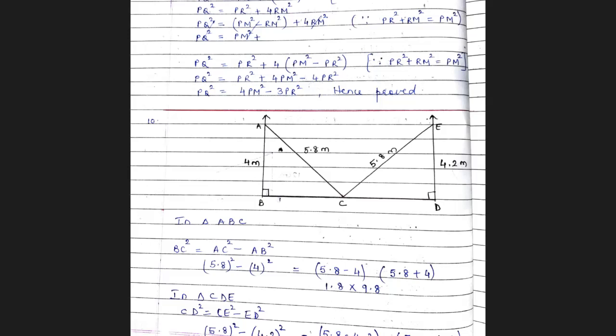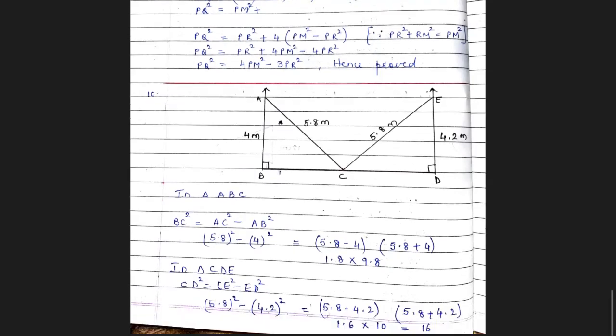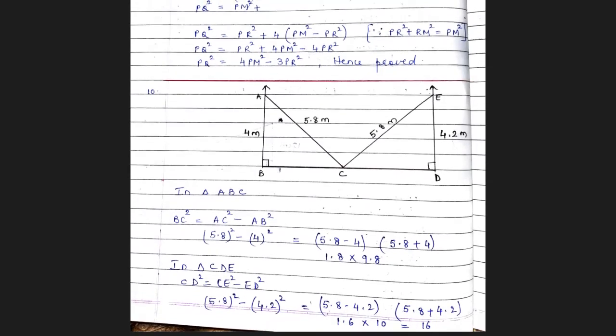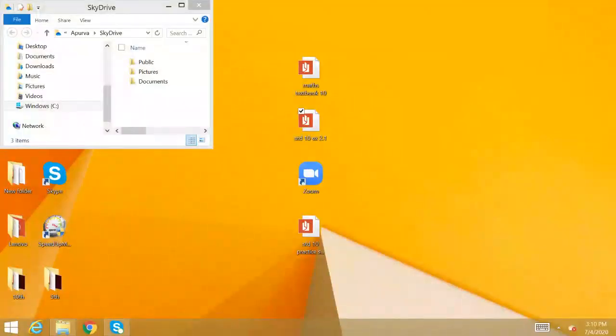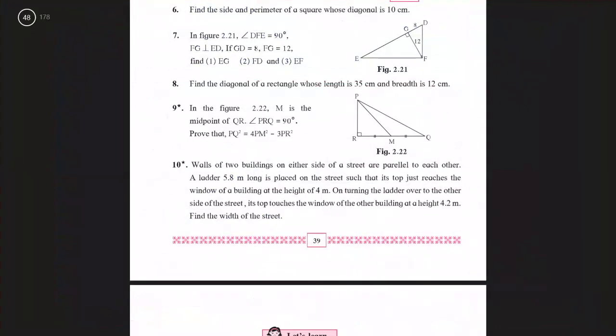This is one way to do it. Or you will find out what is 5.8 whole square. 4 square we know is 16. Subtract, find the square root. Both methods are correct. Next, in triangle CDE, same method. 5.8 square minus 4.2 whole square. You get your answer 16. Okay. So CD square equal to 16. That means CD is equal to 4. So like this, once you find out BC and CD, you will add both the values. You get your answer BD. So with this, we finish question number 10 of this exercise.